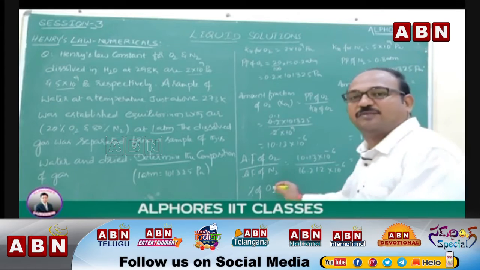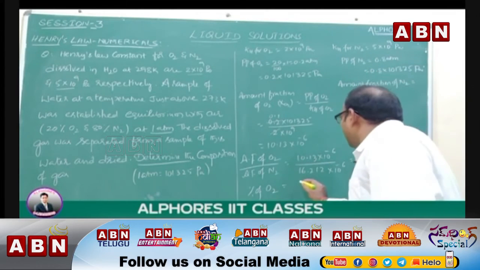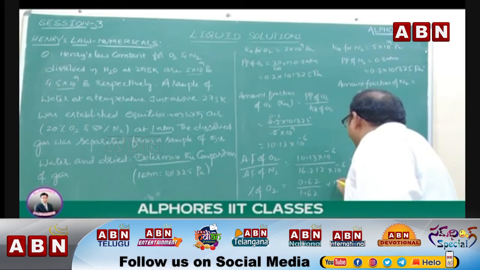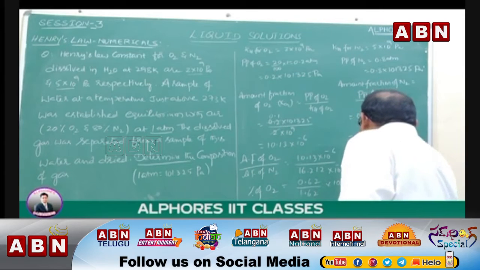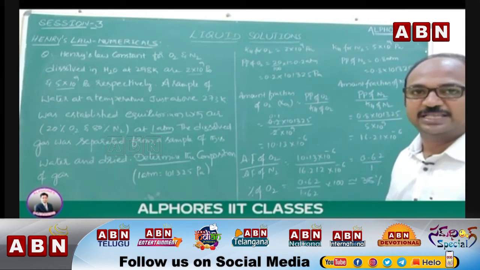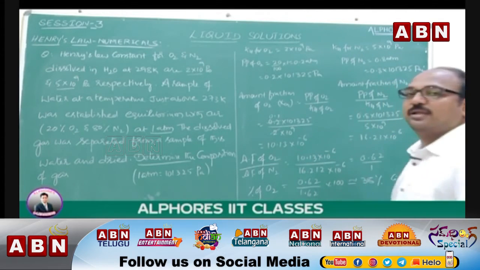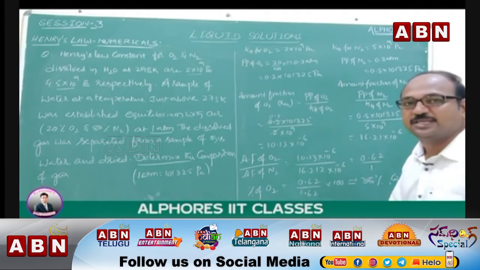Now the percentage of oxygen is 0.62 by 1.62 into 100. Around we are getting 38%. 38% is oxygen and the remaining 62% is nitrogen.